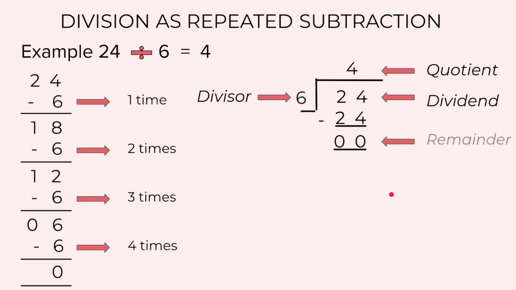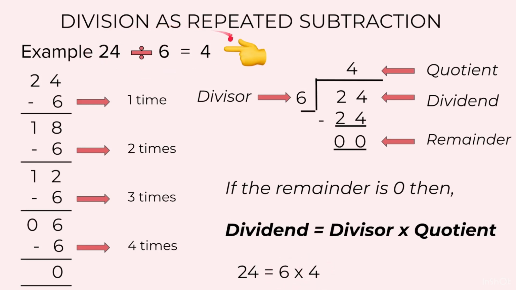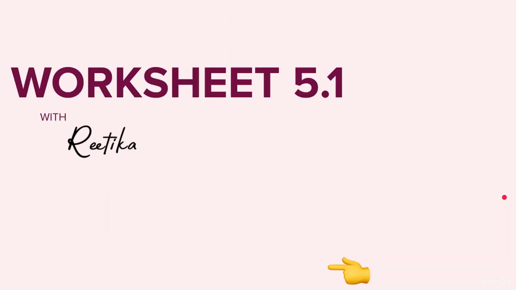is called the remainder. If the remainder is 0, then we can write dividend is equal to divisor into quotient. Dividend was 24. So 24 is equal to divisor is 6 and quotient is 4. So we will write 24 is equal to 6 into 4. Now this is known as the division fact and this is the multiplication fact. Now we are ready to do worksheet 5.1.